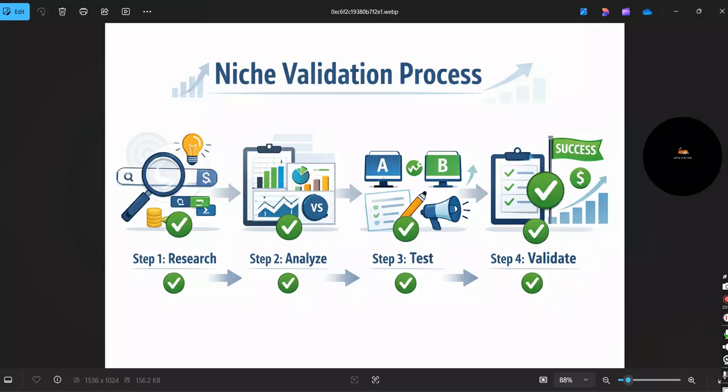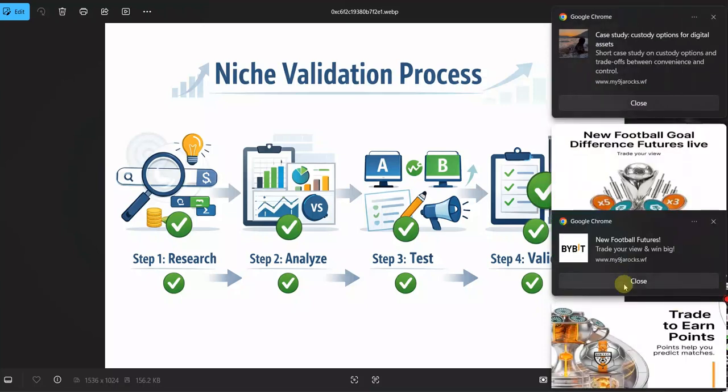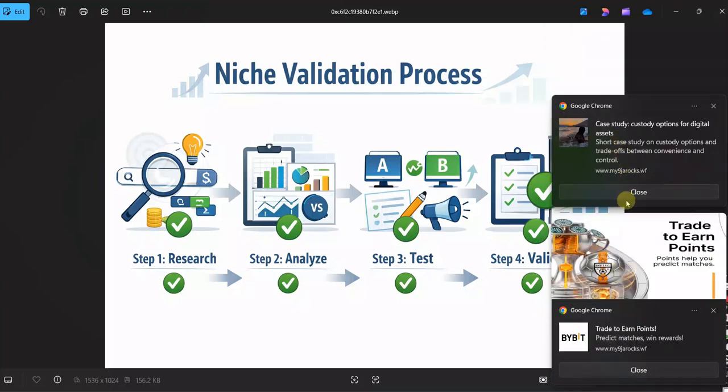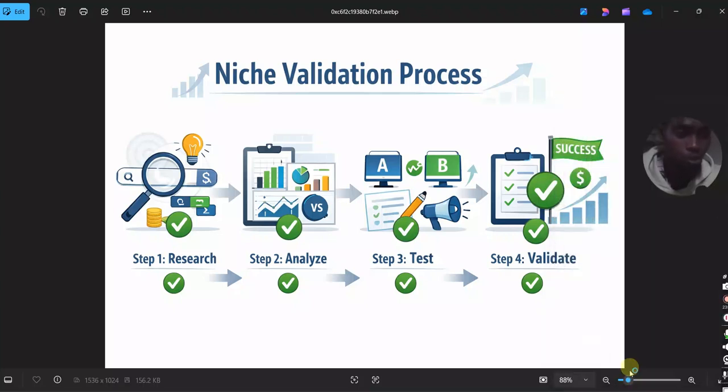Then we want to talk about validating. Validating is also a big part of this. After you have tested and you find out that people are buying that particular product, that is what validating is. Then you go on to promote it to people who actually need that product, and so on and so forth.